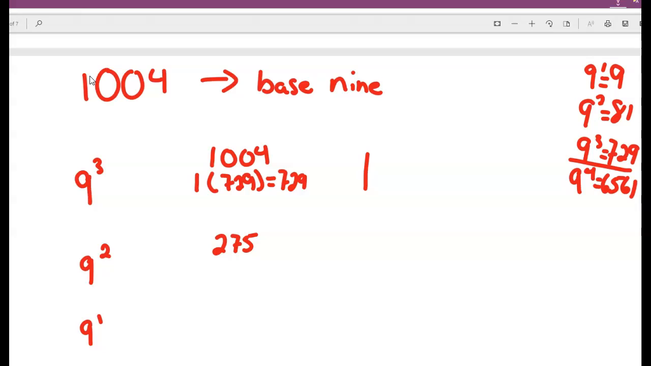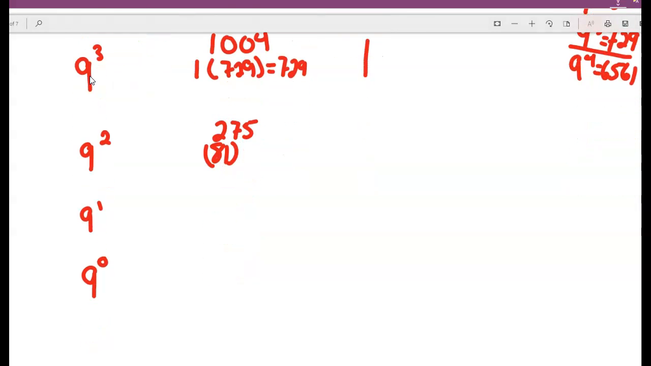So then I'm going to come down to 9 squared, which is 81, and find out how many times 81 will go into 275. And you can do it on your calculator, 275 divided by 81, and you'll get 3 point something. And so I do 3. 81 times 3 will give me 243. So this number here is the number I'm going to come out here with. 275 minus 243 is 32.